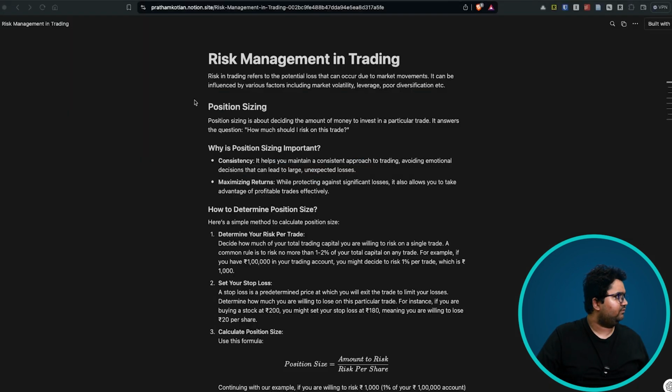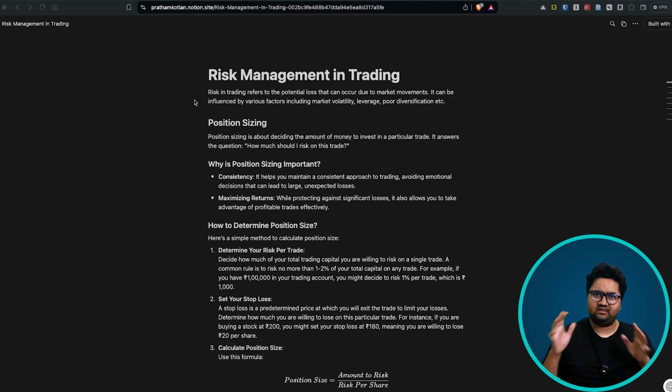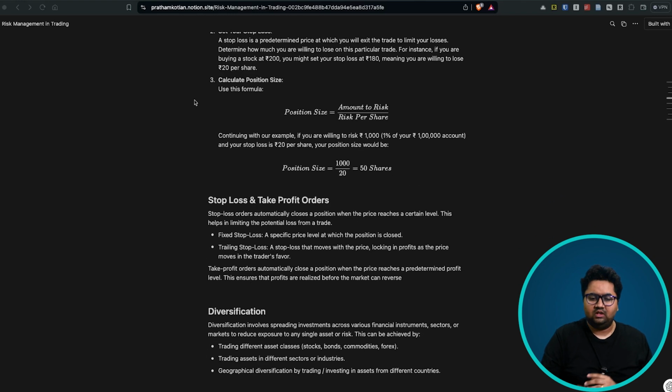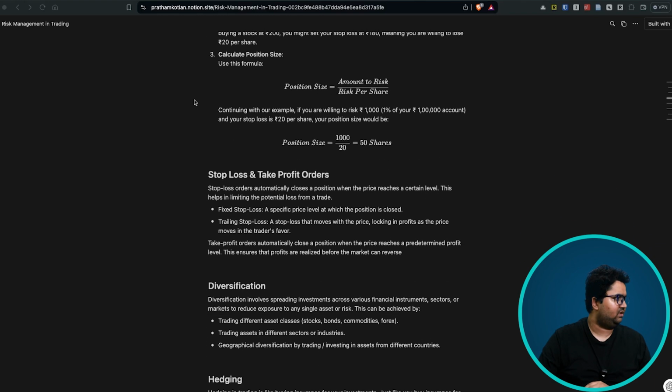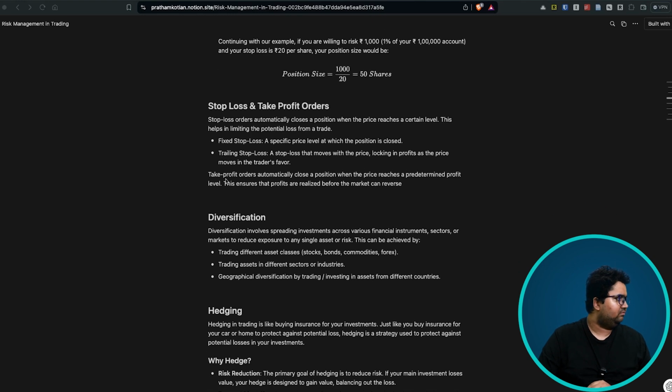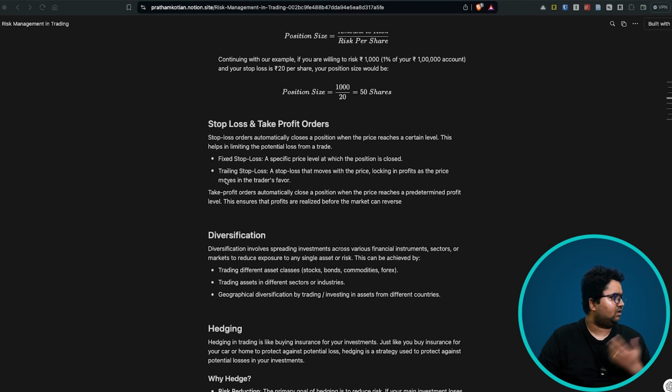So to recap, what did we talk about? We touched upon risk management, and a couple of concepts: A, position sizing, how do you determine the right positions, and B, how do you add stop loss and take profit and generate a bunch of simulations. Finally, just a simple note around diversification and hedging. We'll talk about this in future. I think these are also interesting and important ways to reduce the risk.